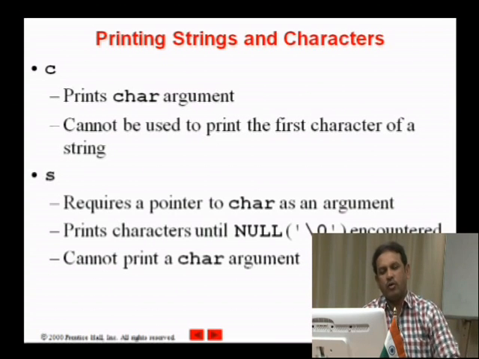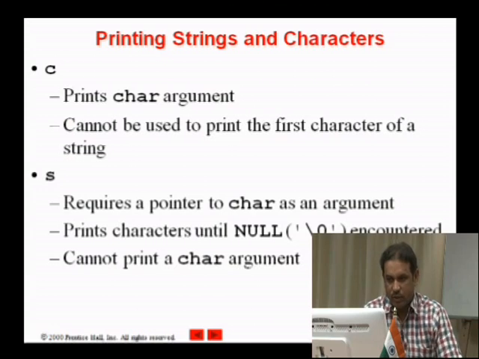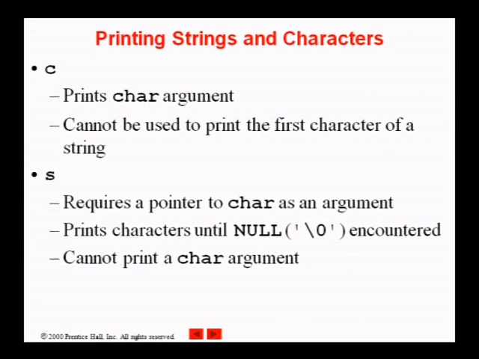Next we'll go for displaying strings, printing strings and characters. Whenever you want to print a string, which represents a group of characters, or a single character like A or B or C, we use percentage c for printing an individual character. Prints the character argument. As we discussed, all these specifiers are preceded with the percentage sign.